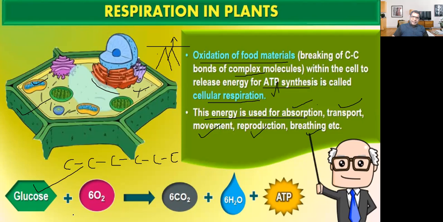In a simple way, we can write the equation of respiration like this: glucose undergoes oxidation and is converted into carbon dioxide, water is released, plus energy is produced in the form of ATP.